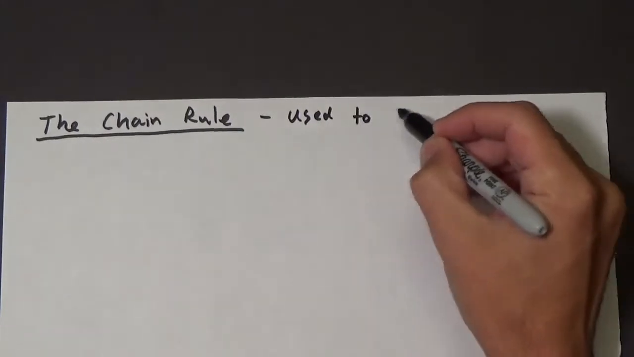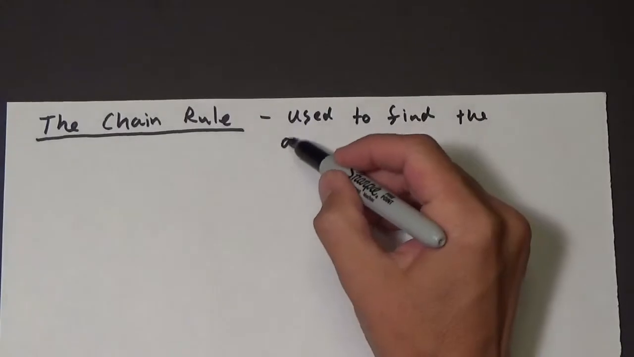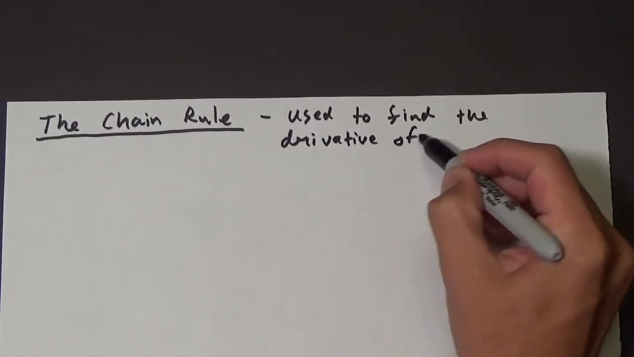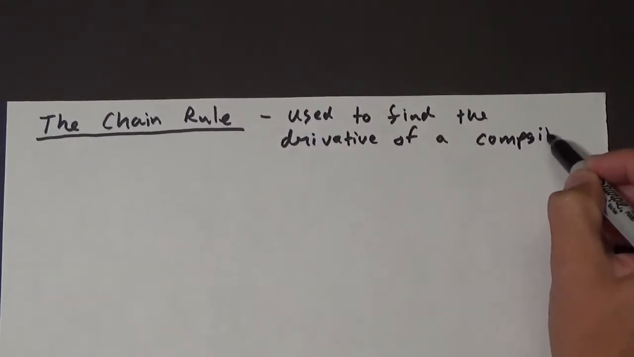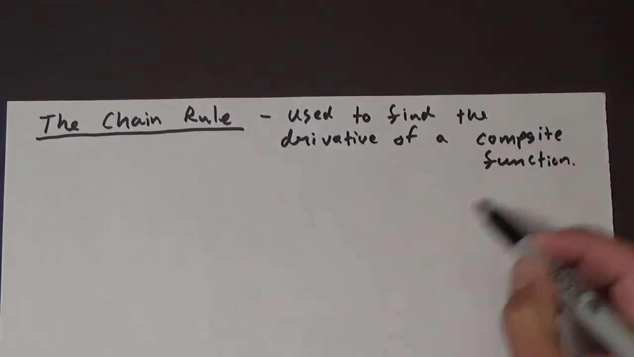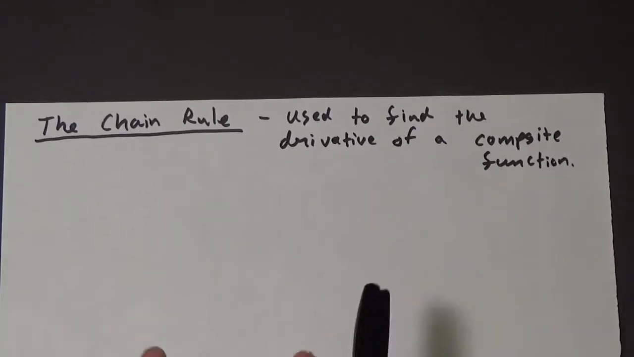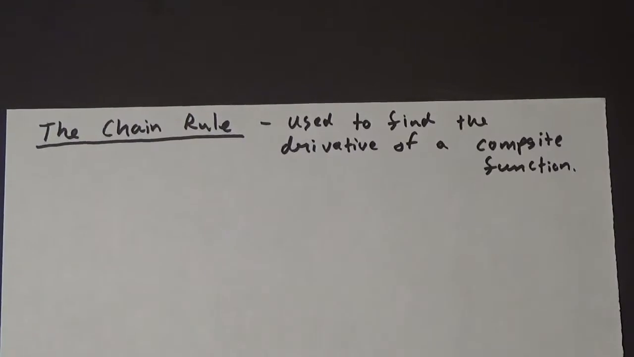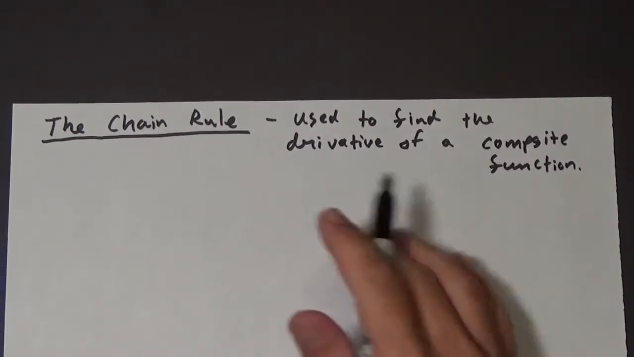Used to find the derivative of a composite function. Alright, so when you have a composite function, which is basically a function inside a function, then to take the derivative, we're going to have to use this chain rule. So let's look at a basic example.